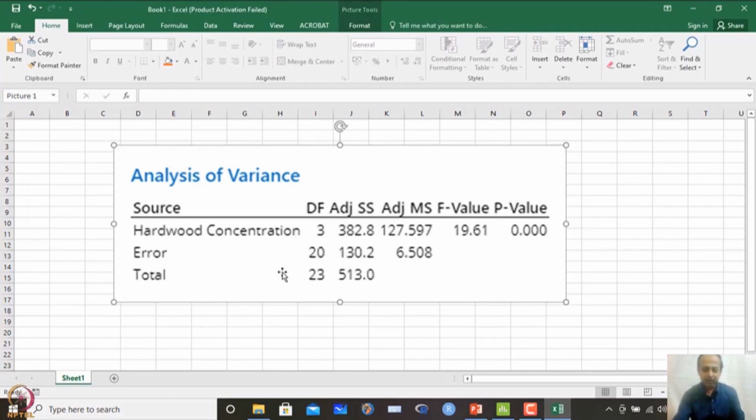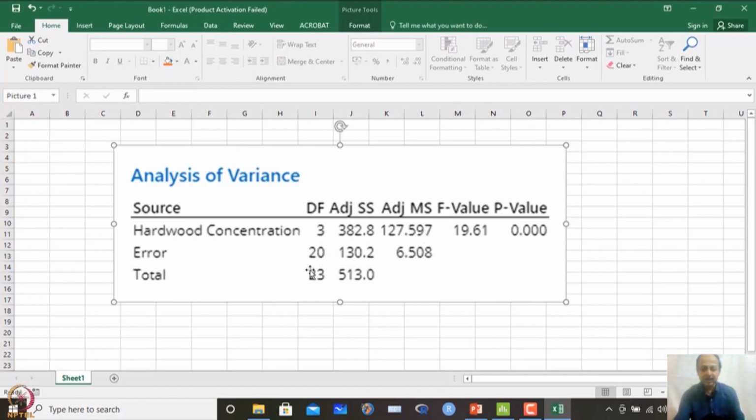If I paste this one and just enhance this image over here, what you see is that the source of variation is hardwood concentration. So, when I change the hardwood concentration, what is the change in variance that is estimated over here? It says adjusted SS, the formula remains the same as what we have shown in our slides, and Minitab calls it adjusted SS. This is nothing but the sum of squares due to treatment, showing what the variation due to treatment is. Then degree of freedom is 3, because there are 4 levels, so 4 minus 1 is 3, and mean square is SS divided by degree of freedom, that is 127 over here.